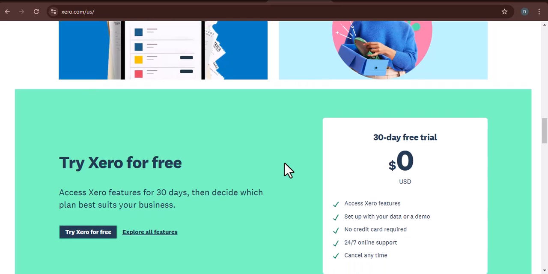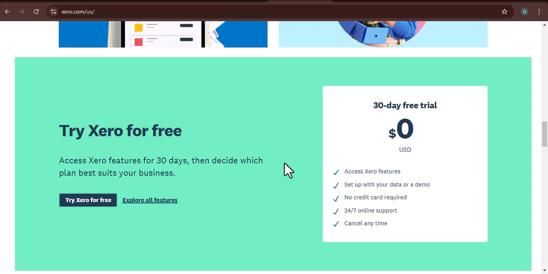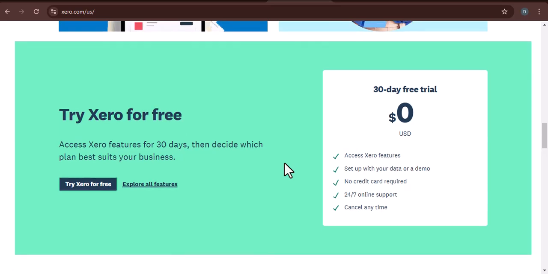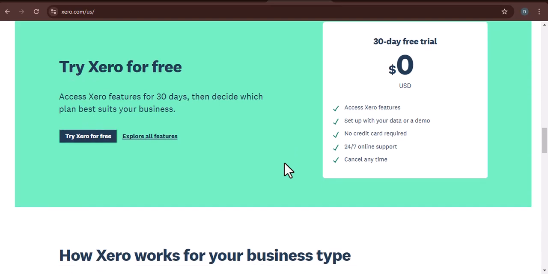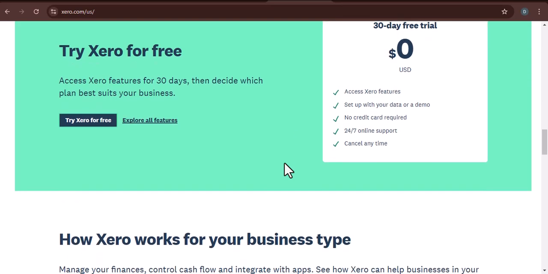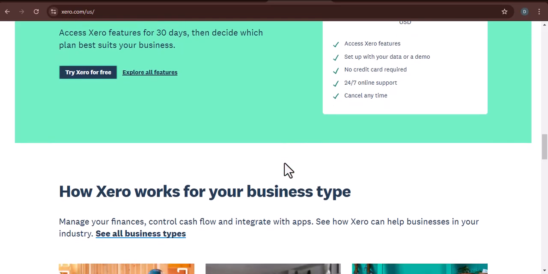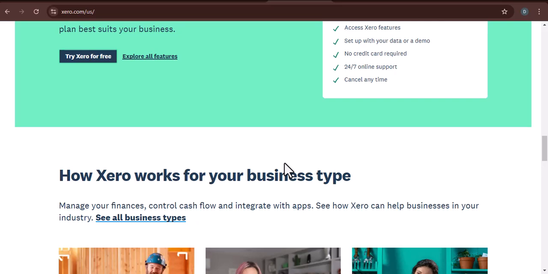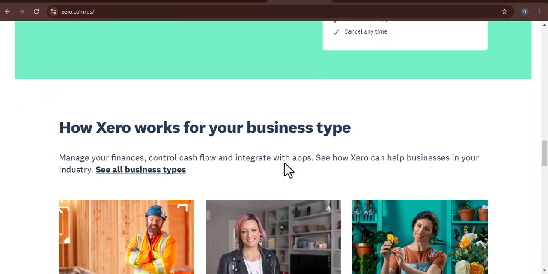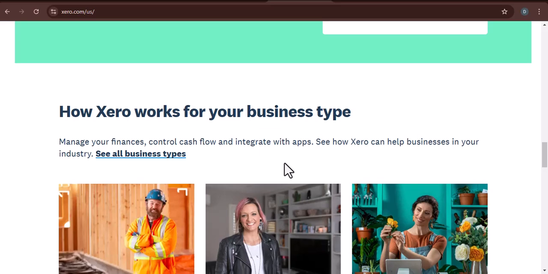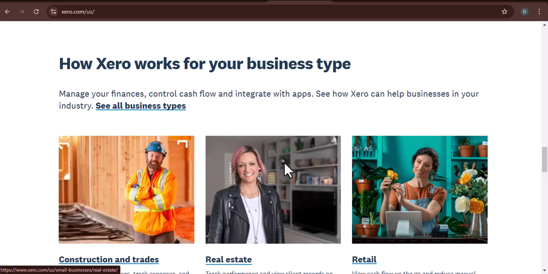Addressing potential challenges. Bank feed issues. Occasionally, you may encounter issues with your bank feed connections, such as connectivity problems or data synchronization errors. Xero provides troubleshooting resources and support to help you resolve these issues. Complex transactions. Some transactions, such as those involving foreign currencies or multiple accounts, may require manual adjustments or more complex matching rules.